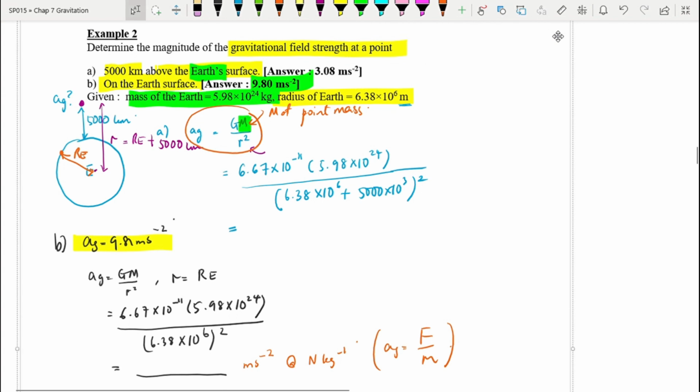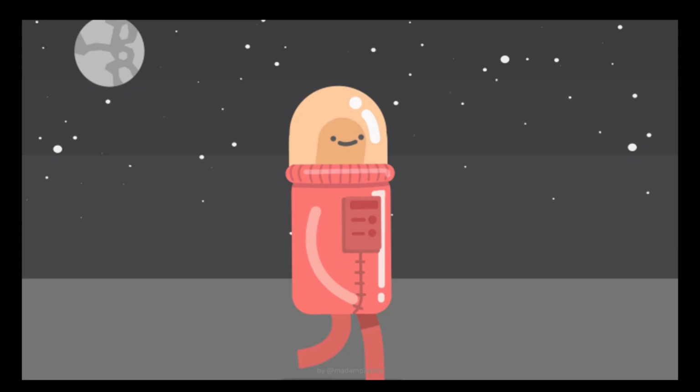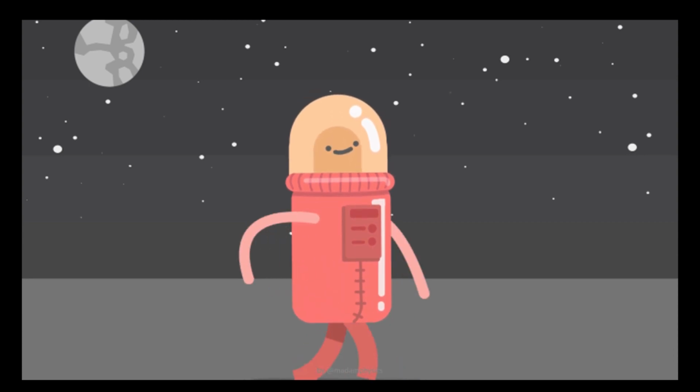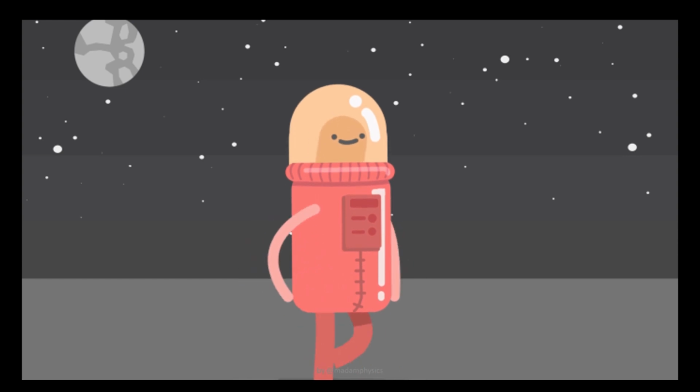Alright, so I think itu sahaja untuk video kali ini. Okay, so hopefully korang semua boleh faham apa yang saya cuba explain kat sini. So, in case ada problem ke apa, let me know. Okay? So we already finished the first subtopic in this chapter. I hope by now you guys can differentiate between gravitational force and gravitational field strength.